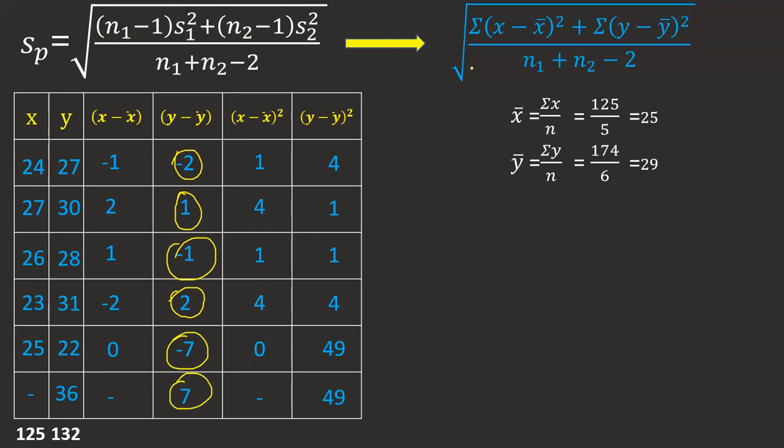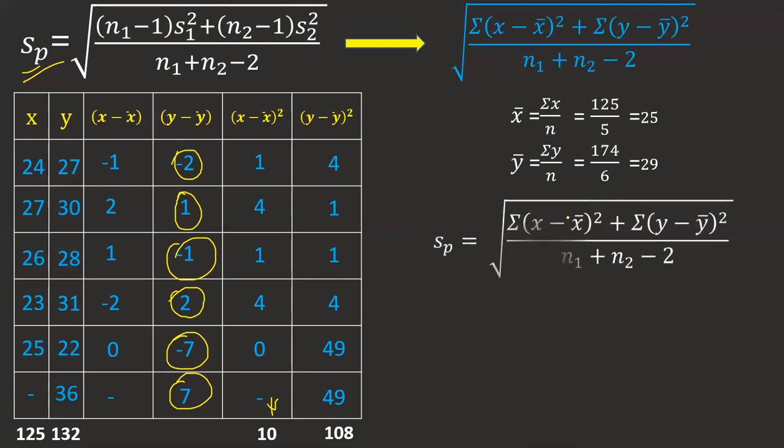I'm going to substitute in this formula to find out what my SP is. This total comes around 10, and this total comes around 108. So substitute in this formula, x minus x bar. You know how to substitute already.